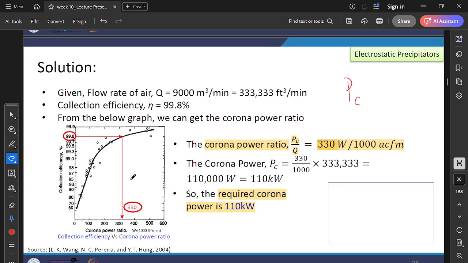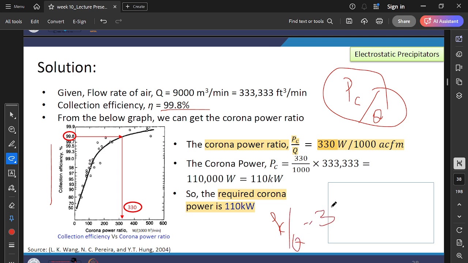So there is a graph, same like our cyclone separator. Here also there is a graph. Its x-axis will be your corona power ratio, that is PC by Q, flow rate. Then the y-axis will be your collection efficiency. So if you know the collection efficiency, you can get the PC by Q value. What collection efficiency is given in the question? 99.8. If you match 99.8 with this graph, I will get the x-axis PC by Q value equal to 330. I know the Q value. So I will get the corona power. What is the Q value? 9,000 meter cube per minute.